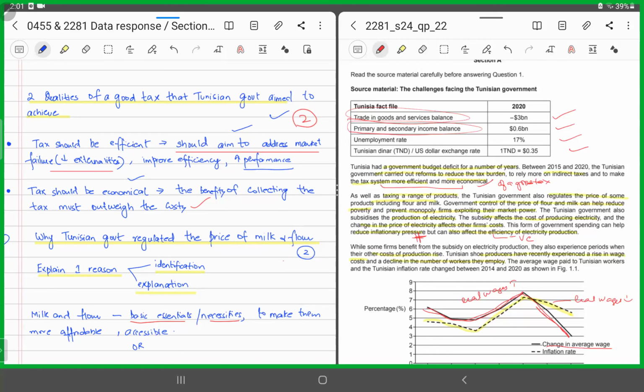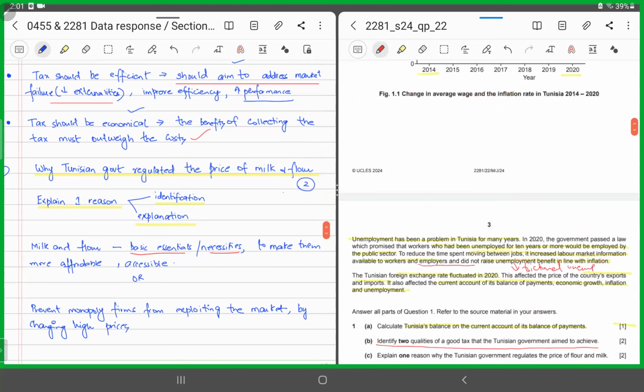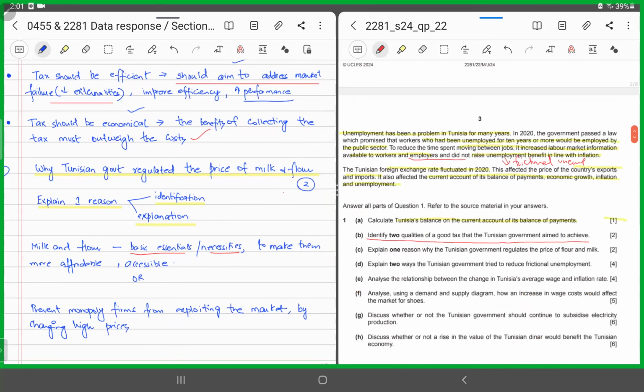Part C. Now, part C is asking us to explain one reason why the Tunisian government regulated the price of flour and milk. It's a 2 mark question. Now, the examiners have concluded that what a lot of candidates did was that they gave 2 reasons. If you read the question carefully, they are asking us to identify only one reason. So then how would the marks be allocated? 1 mark is for the explanation of the reason and 1 mark is for the identification. So first you need to identify any one reason and explain that in order to get full 2 marks.